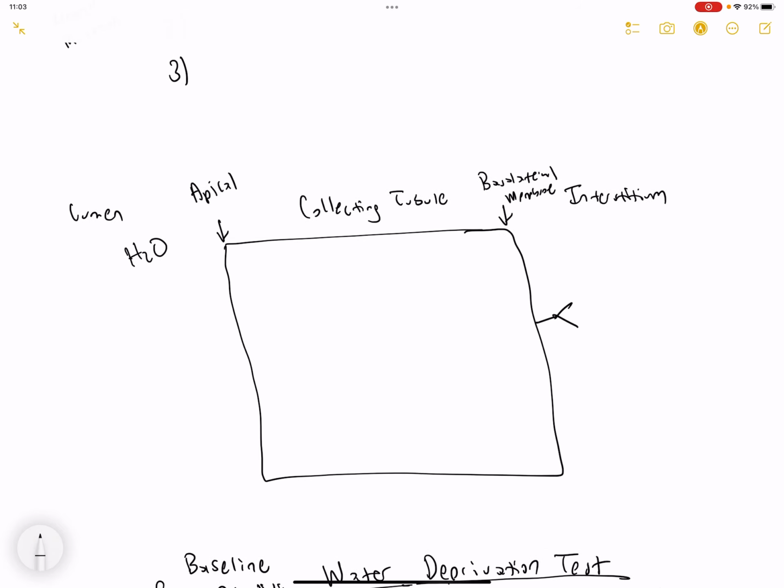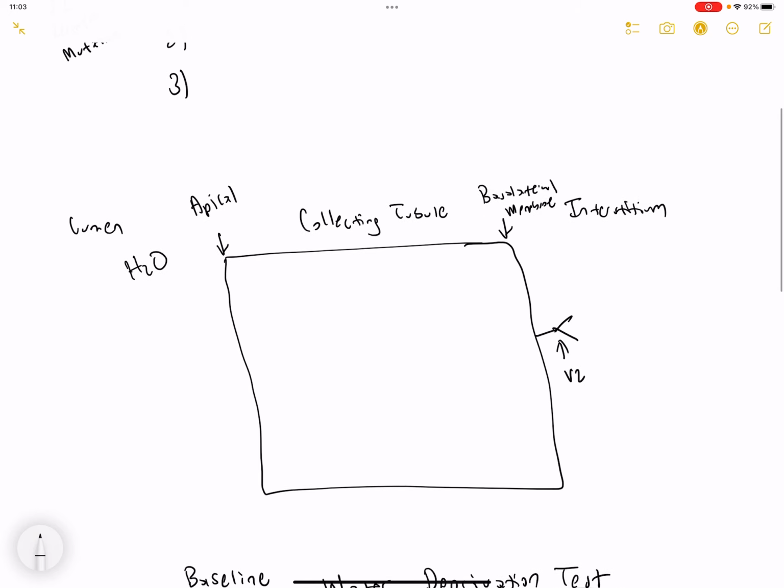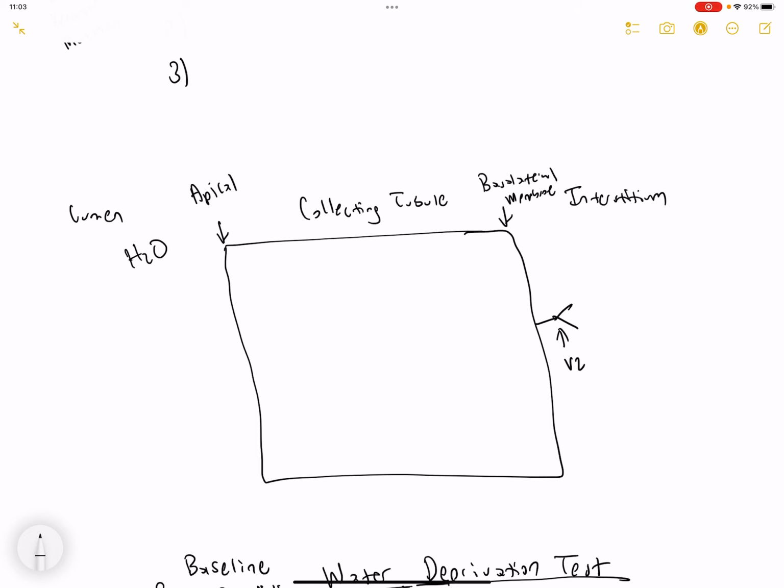So here is the V2 receptor on the basolateral membrane of the collecting tubule in the kidney, and the V2 receptor binds antidiuretic hormone. Right? So when we are dehydrated, for example, our serum osmolality is going to be high. And when it is high, in order to bring it down, we don't want to lose more water. Instead, we want to reabsorb water so that we can bring our serum osmolality down.